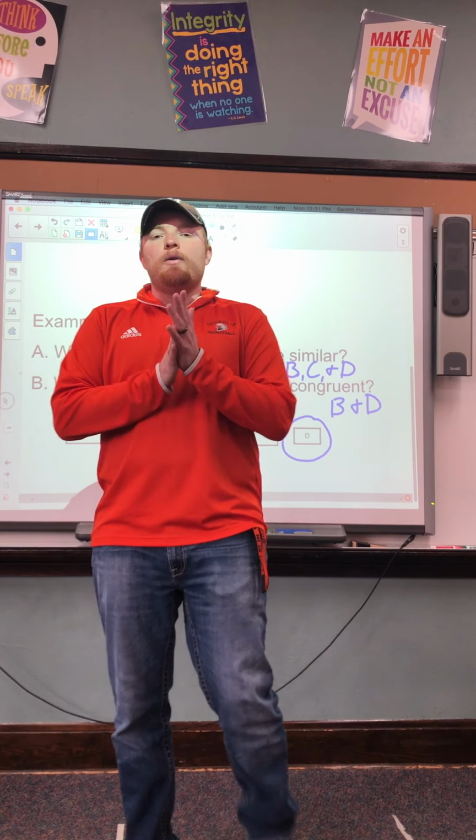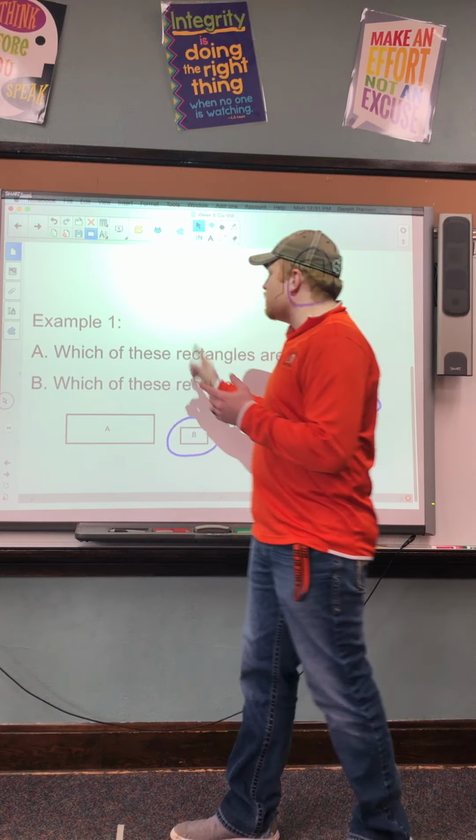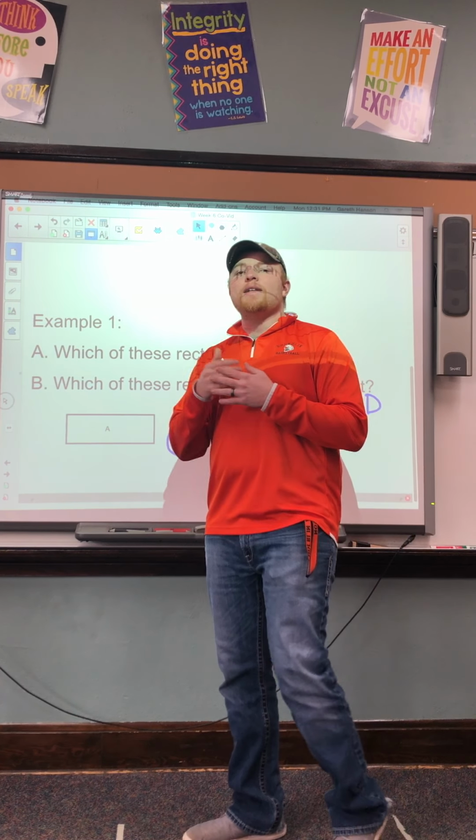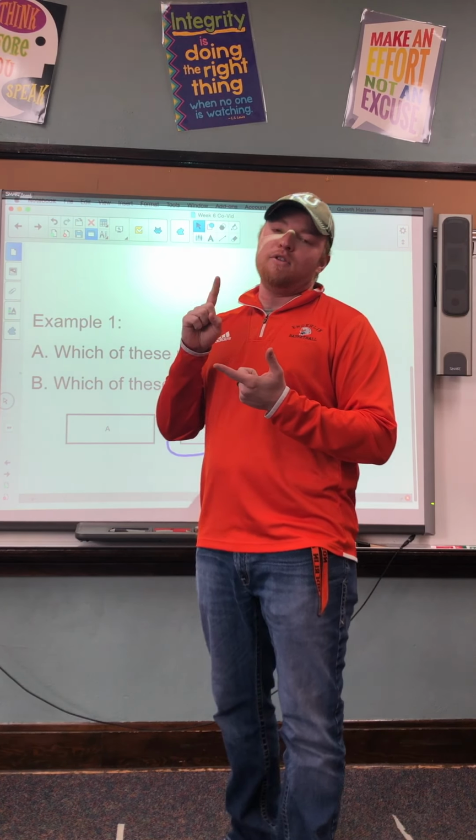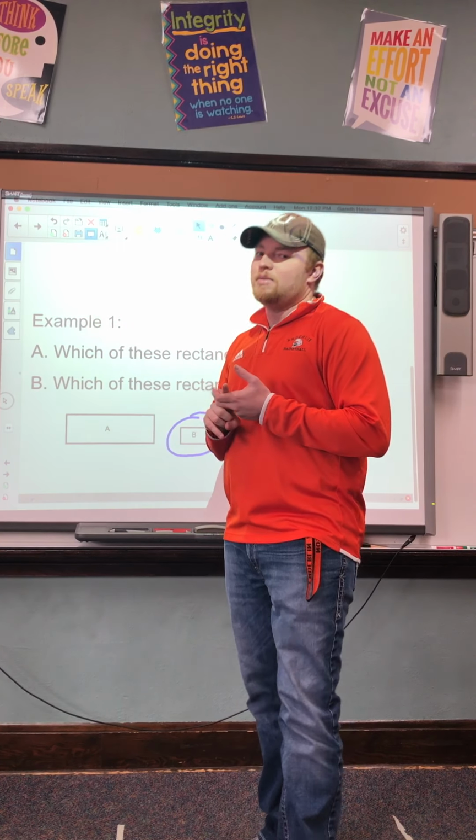That's today's lesson. Really short, really quick, right to the point. So just remember what similar is. Similar is figures that are the same shape. Congruent are figures that have the same shape and are the same size.